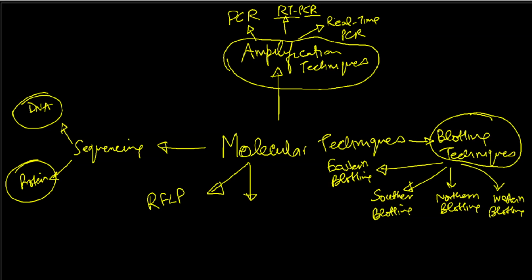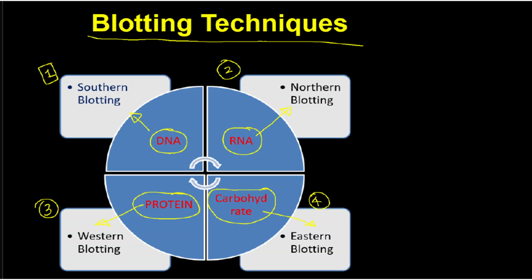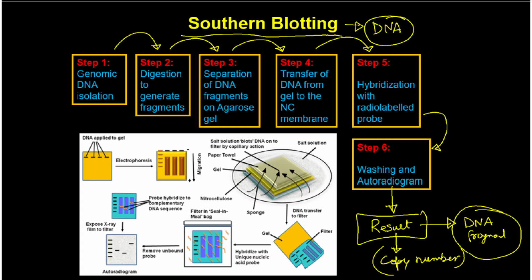Apart from that, if you want to study protein, we go for western blotting. If you want to study DNA, then we go for southern blotting. If you want to study RNA, then it is northern blotting. So this is how these different blottings are named, according to the molecule for which they are used. So, southern blotting for DNA, northern for RNA, western for protein, and eastern blotting is used when any carbohydrate molecule is involved, basically when a post-translational modification is there on a protein.